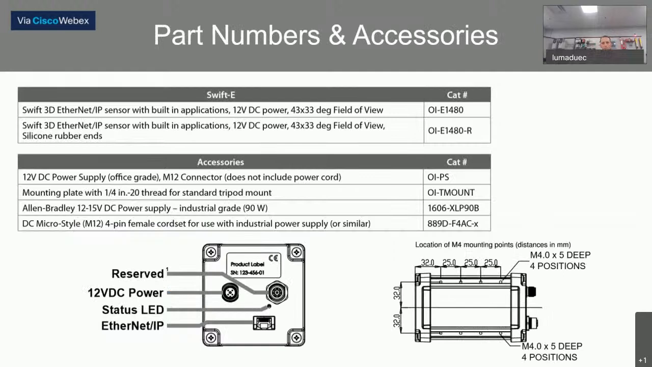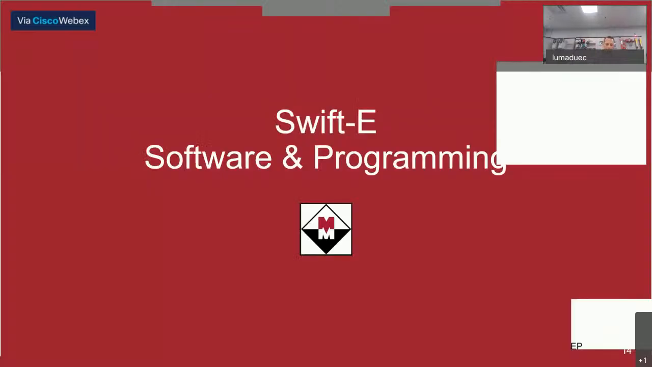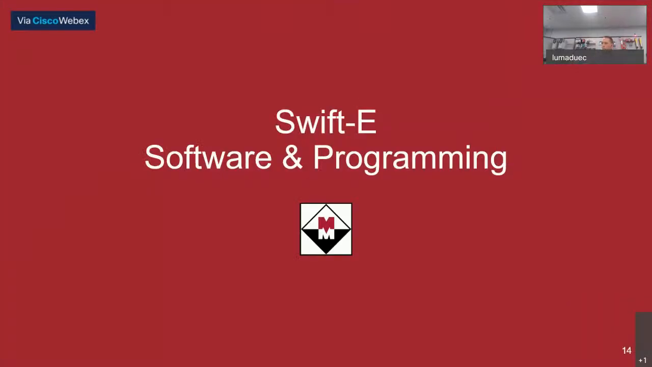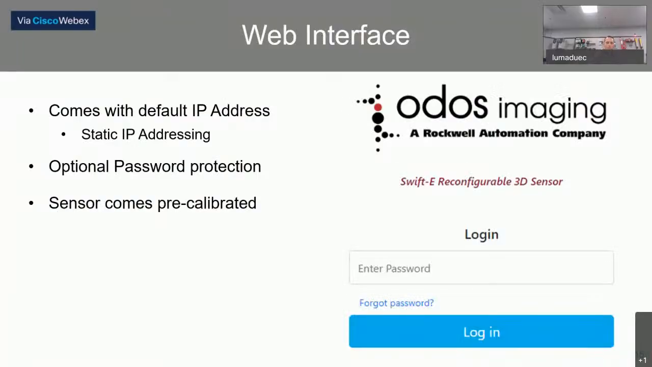Part numbers and accessories. You have the option of ordering this with or without rubber protective end caps, and you've got a couple different power supply options, bracket, and cables. Programming and software. It comes with a free web interface. Just a static IP address, optional password, and then the sensor comes pre-calibrated in centimeters.